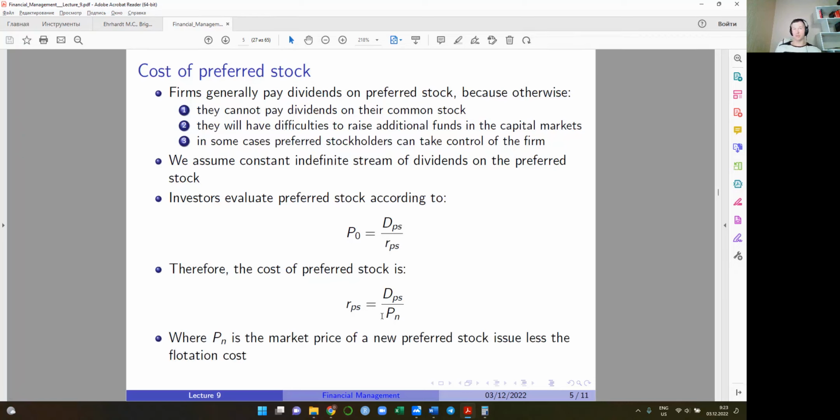Very important that this is not a price itself. This is the expected price in the future minus whatever it costs to issue this preferred stock.